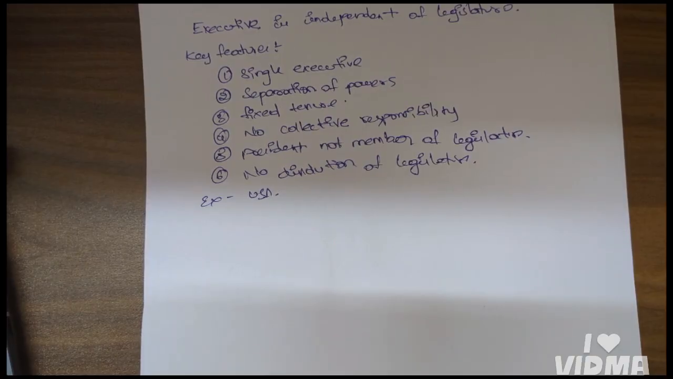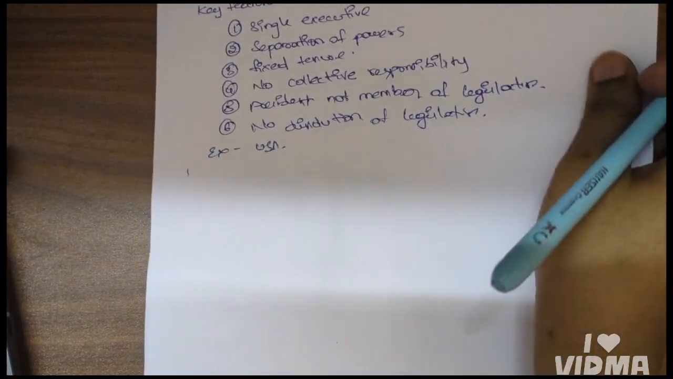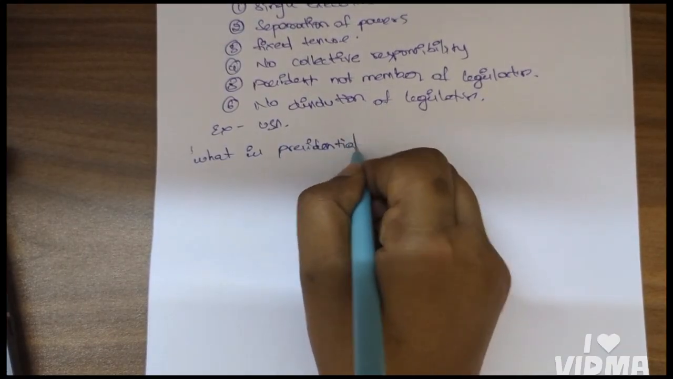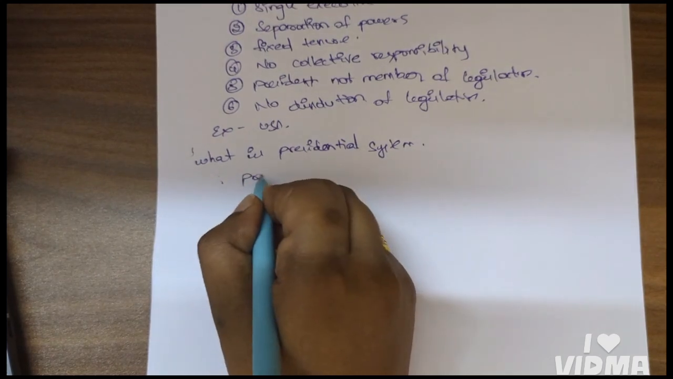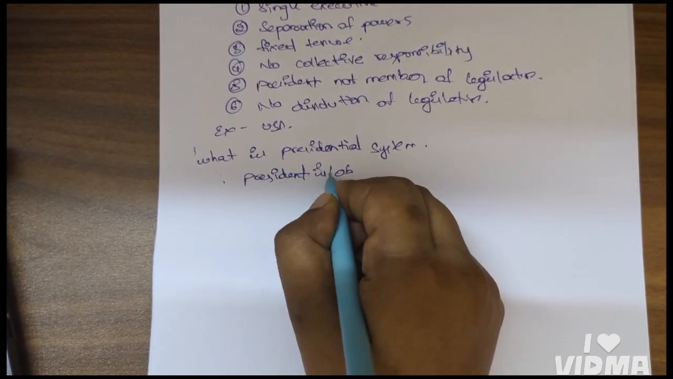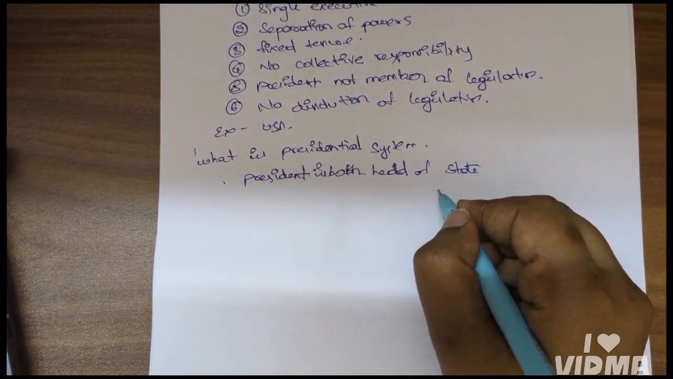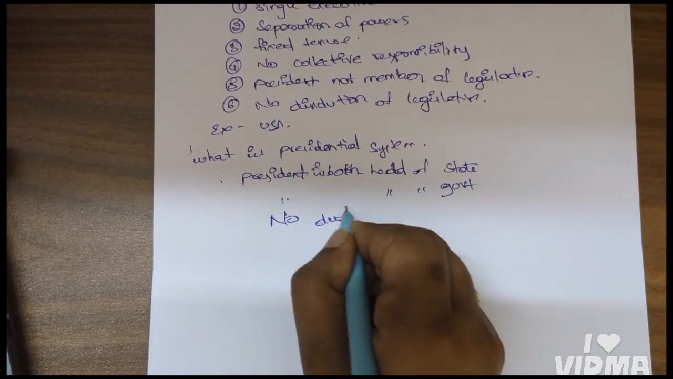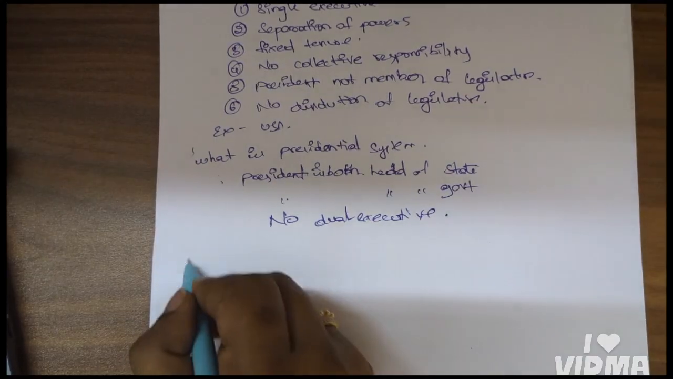So, what is the presidential system? In presidential system, the president is both the head of the state and head of the government. There is no dual executive in this. The president holds the real executive power. Okay, this kind of system is found in the United States. Now we will see the features one by one.